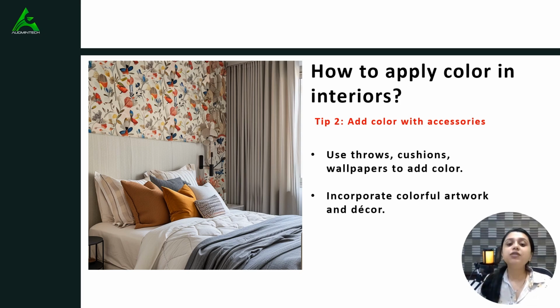Now that we have talked about how accessories can add color, this is your tip number 2. The first thing is choose a base color and then try to add color using accessories. Now it is not important that you only use these things. You can also use your curtains to accessorize. You can also add a pop of color in the curtains. So that is also one thing that is to be done. Now that also comes within add color with accessories.